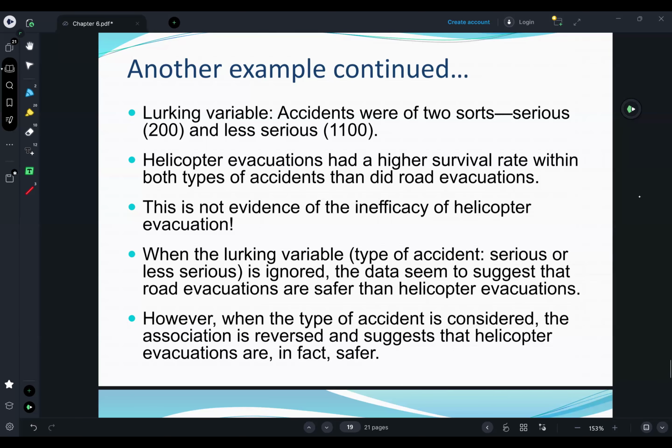However, when the type of accident is considered, we have the Simpson's paradox. Okay, it's kind of neat. So there's the Titanic, this example with the helicopter versus road evacuation, and the one with Berkeley University.